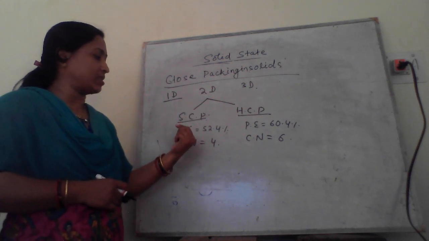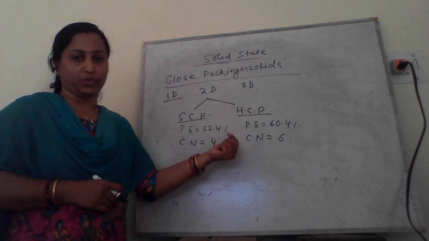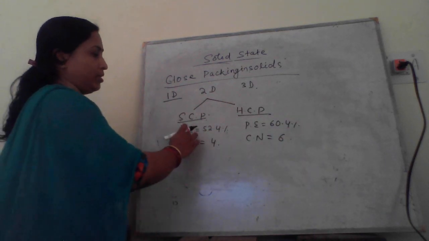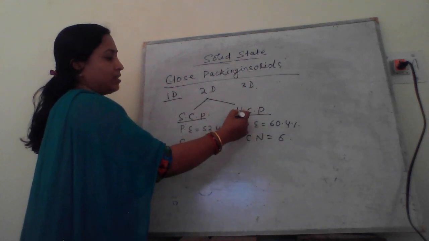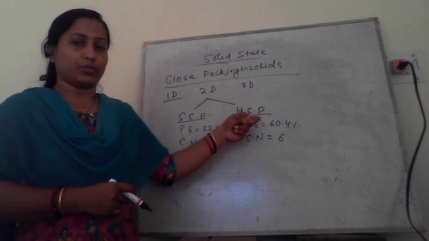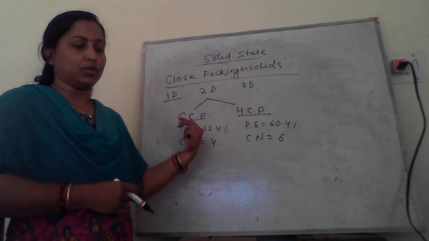In square close packing the packing efficiency is 52.4% and here the packing efficiency is 60.4%. So between these two packings, the packing efficiency is more in hexagonal close packing, so it shows a better packing than square close packing.